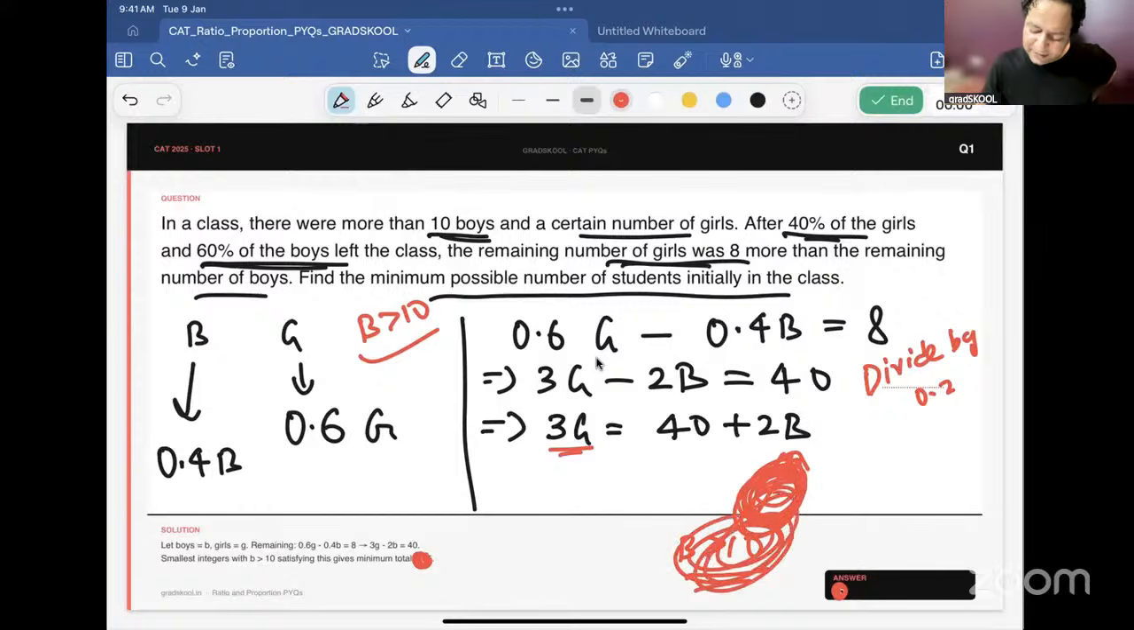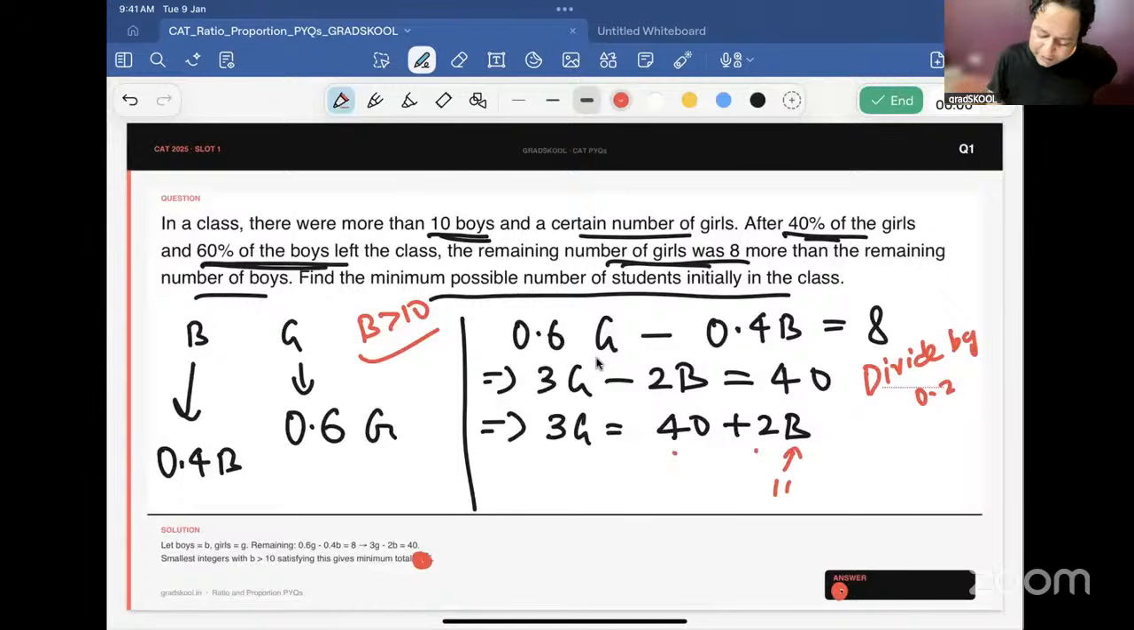So see, there are multiple ways to solve this question. One is hit and trial, where I put in the values and see which one satisfies. So if I put B as 11, then 40 plus 22 is 62, not a multiple of 3. Essentially, G should be 40 plus 2B whole upon 3, so 40 plus 2B should be a multiple of 3. That is what we need. So if I put B as 11, what do I get?